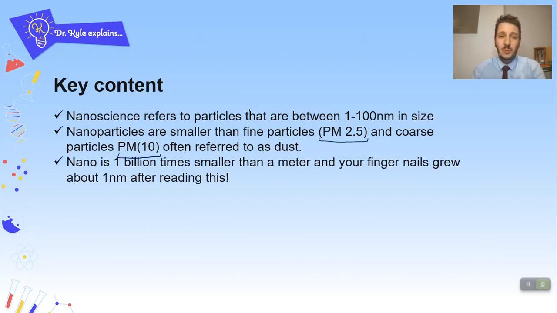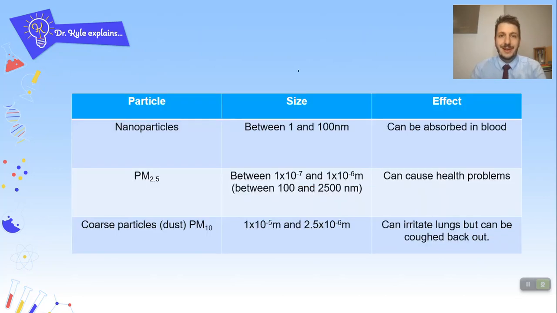So nano is 1 billion times smaller than a meter, and your fingernails grew roughly about 1 nanometer after you just read that sentence. So just to give you a perspective of how small a nanometer is.